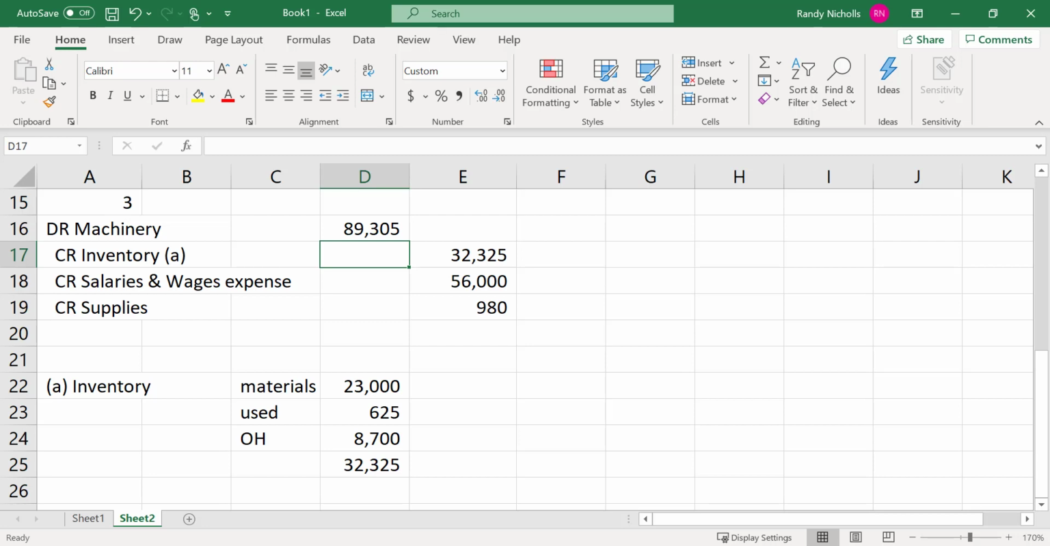So, again, just fixed overhead, variable overhead was a key thing here, and get all the other costs related to something you build yourself into that asset.